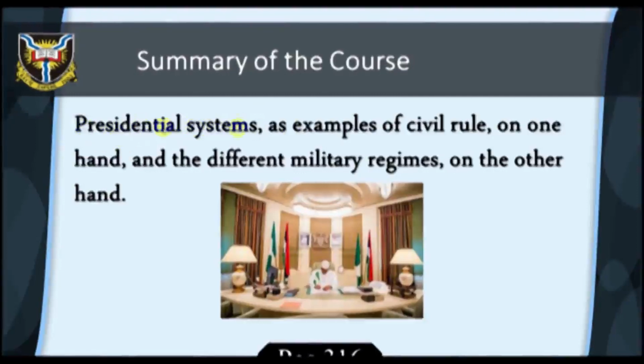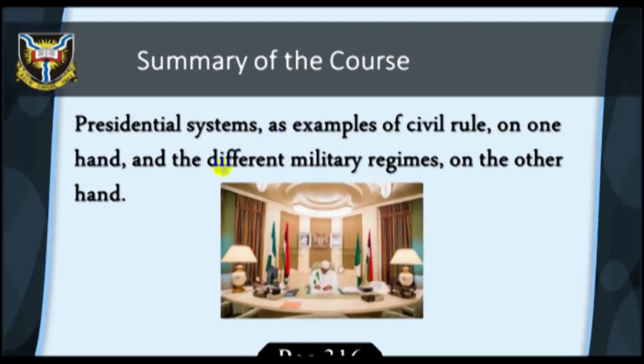We equally listed the advantages of civil rule over and above military rule as we did a comparison of the features and characteristics of the 2 different regime types. In this concluding lecture, an attempt is being made to provide a summary of the highlights of the preceding 14 lectures. It is hoped that you have benefited immensely from this course.